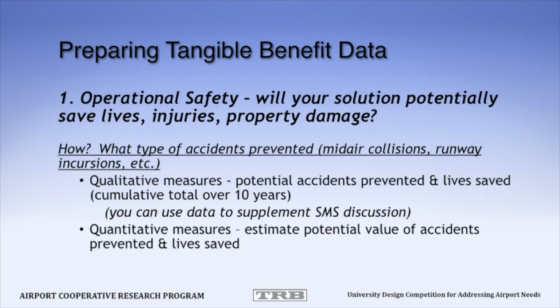There's also some qualitative measures: potential accidents prevented, lives saved. A rule of thumb would be a cumulative total over 10 to 15 years. And you can use this data to supplement your SMS discussion, since a large part of that is what it is that you're providing that makes the environment around the airport safer, if that's your project approach. Quantitative measures: estimating the potential value of accidents prevented and lives saved. And I'll show you in the example how you can quantify that.